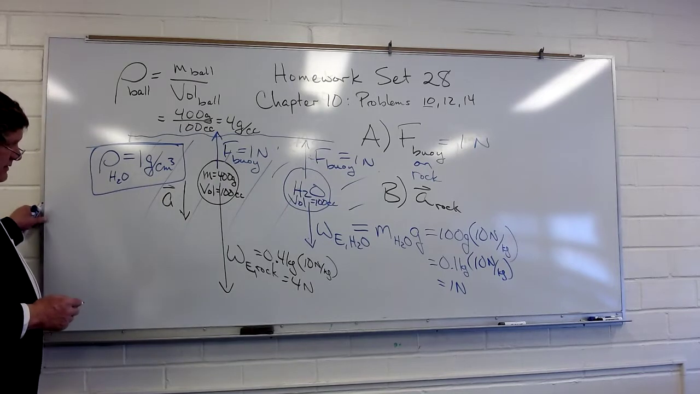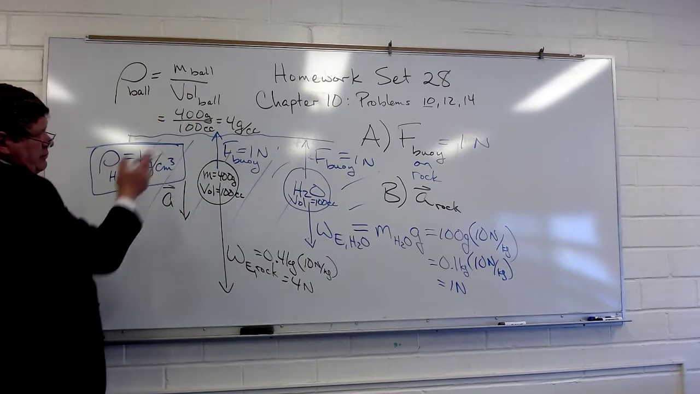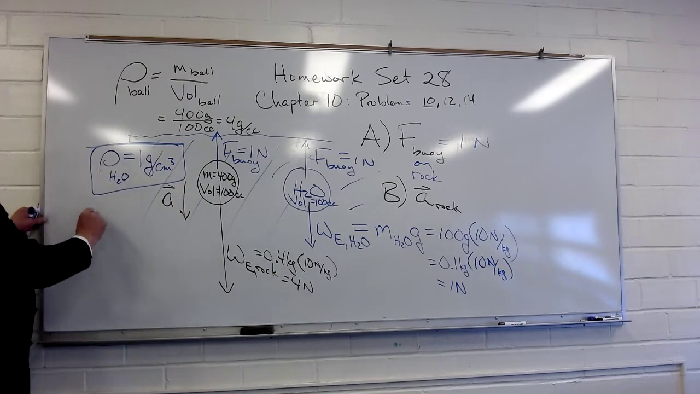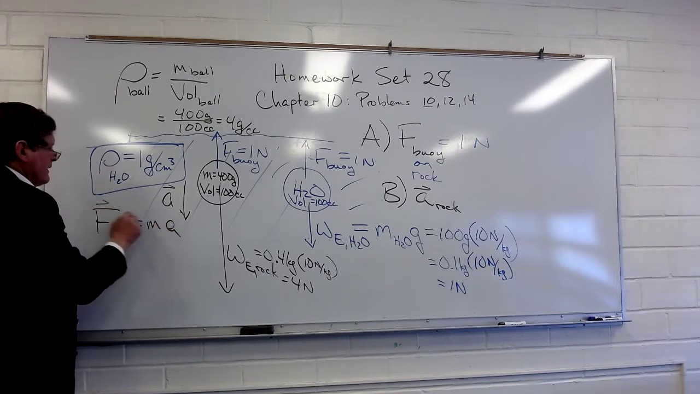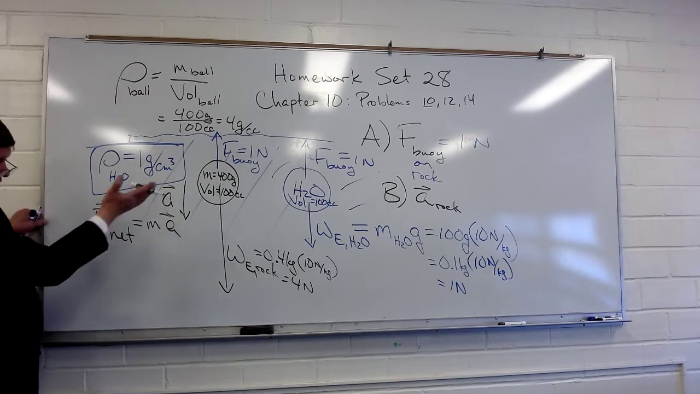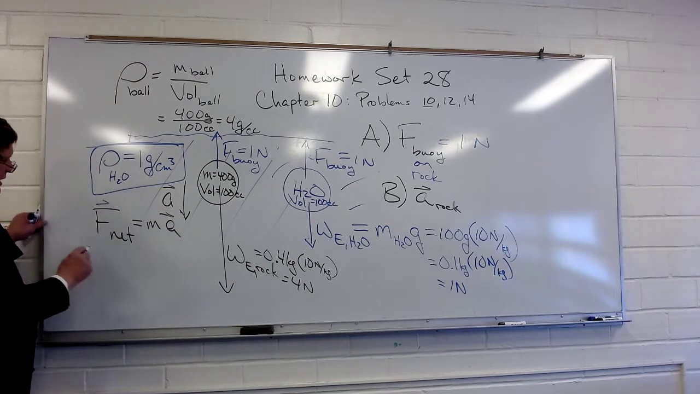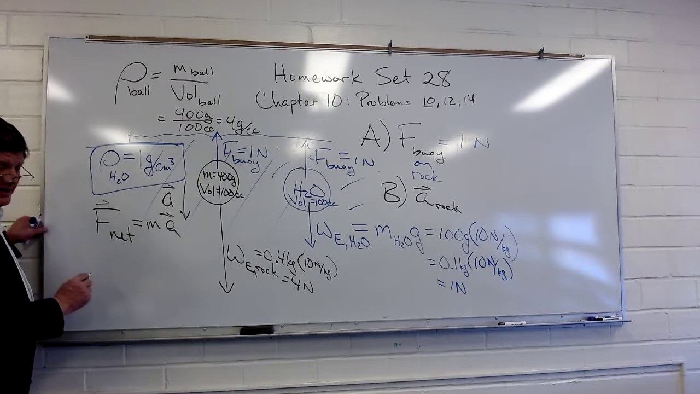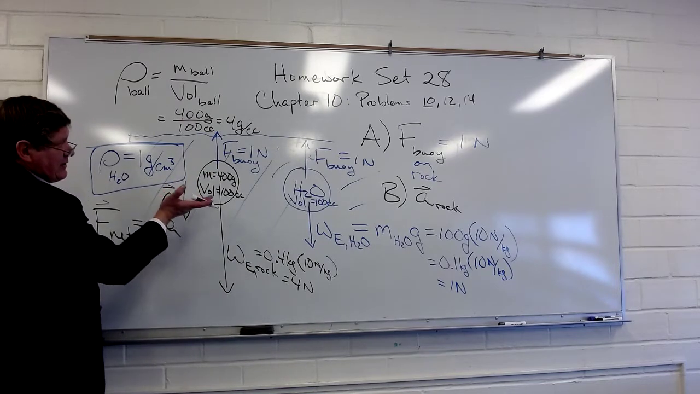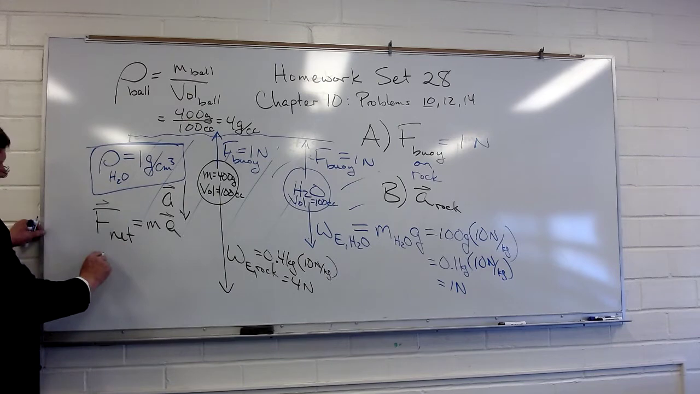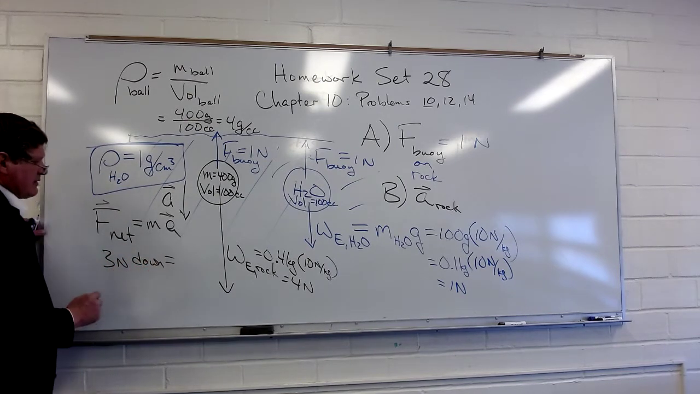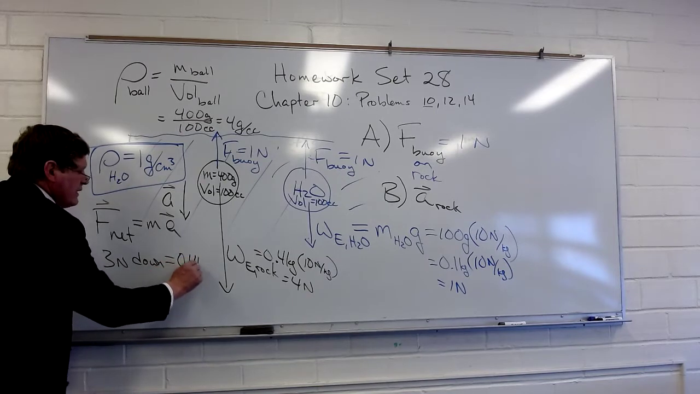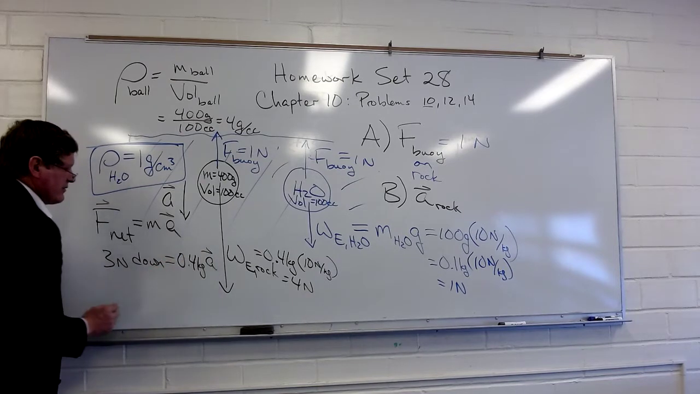So if I look at this free body diagram, I've got 4 newtons down and 1 newton buoyant force up. If I use F net equals ma, my net force, if I've got 4 newtons down and only 1 newton up, is going to be 3 newtons down. And that's going to equal the mass of 0.4 kilograms times the acceleration.